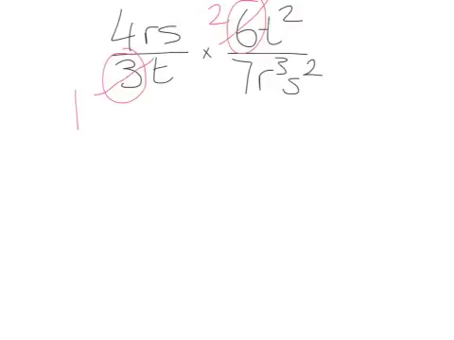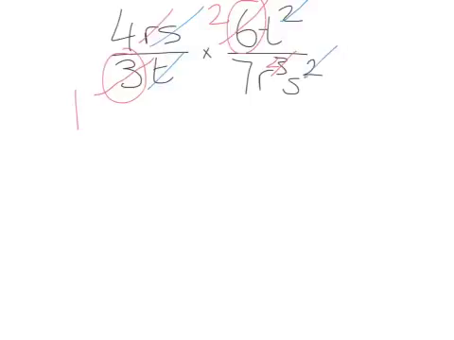Okay, now I'm going to look at my algebraic terms. T will cancel with this t squared to leave me with just t. And then now we're going to look at rs. R here will cancel the cube term down here and drop it down to a squared. And the s term here will cancel the squared term here.